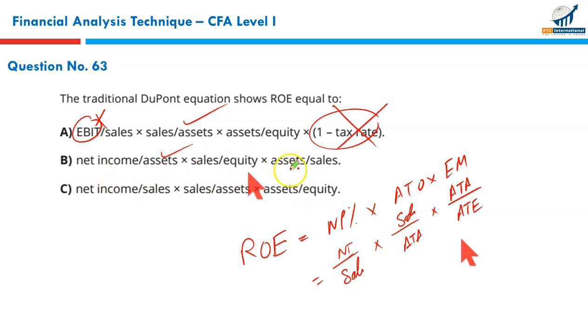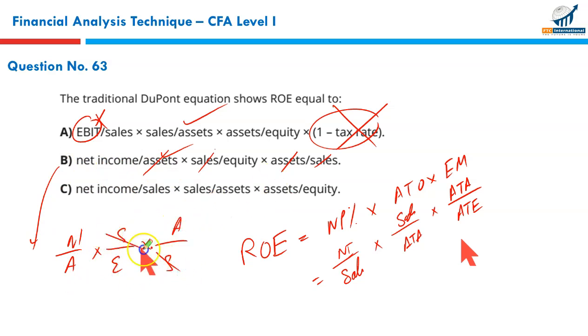Apparently, the order is a little missing, but let us see, crossing them out. Sales crossed out. Assets crossed out. What we have is net income upon equity. I think this can work as well. Net income upon assets, sales upon equity, and assets upon sales. Sales cancel out, assets cancel out. So that should be the right answer. Net income upon equity. It makes sense. It should also be your return on equity.